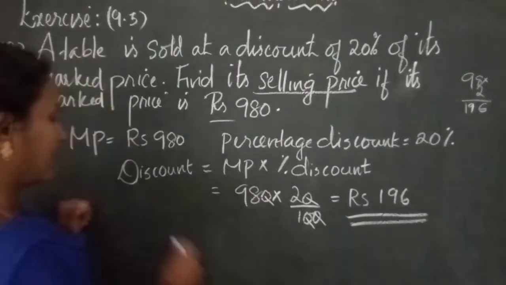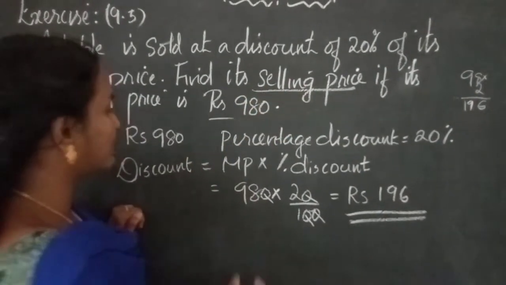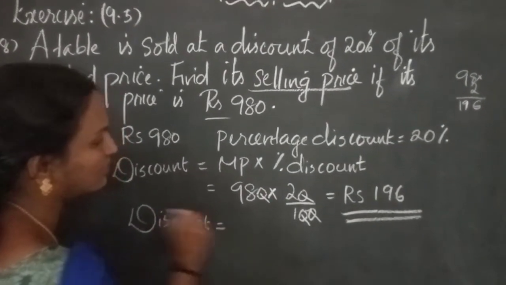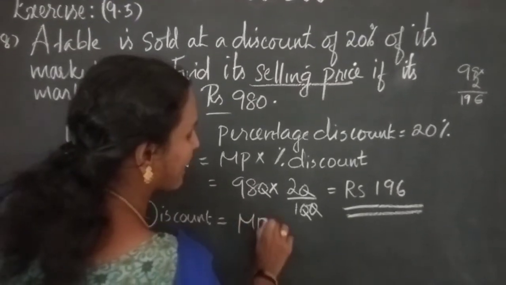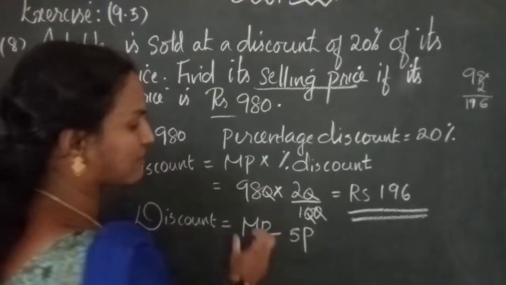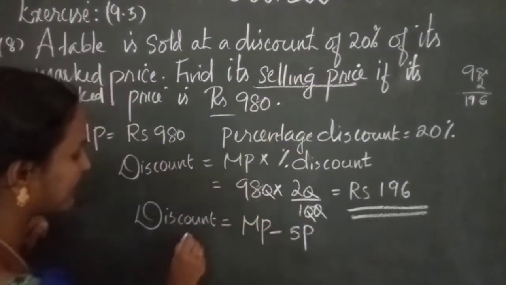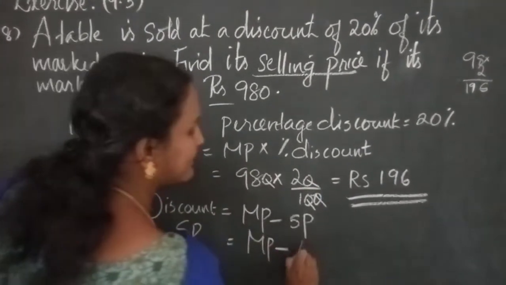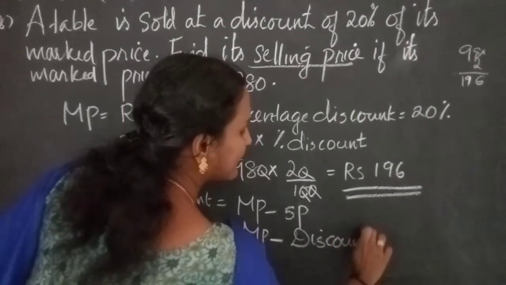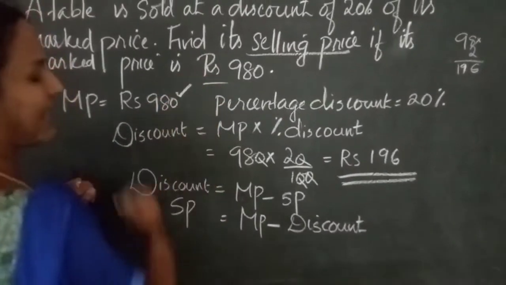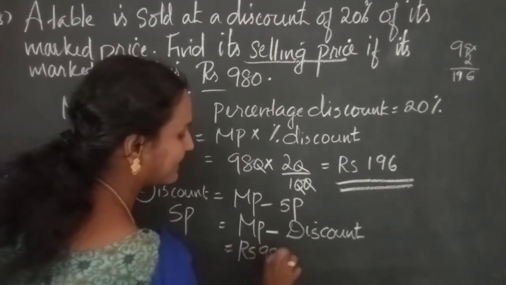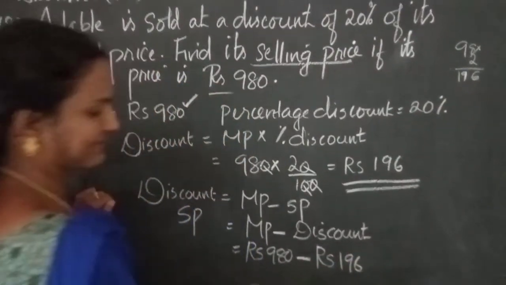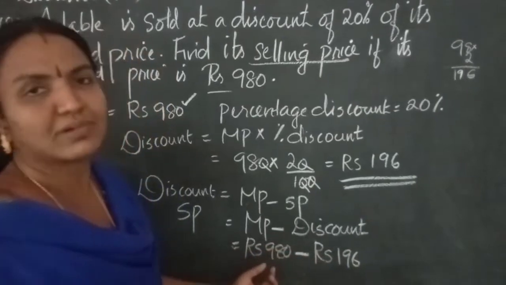We have to find SP, selling price. So already we discussed how to find selling price using discount and mark price. Discount is equal to mark price minus selling price. We have to find SP. So SP is equal to mark price minus discount. Here the mark price is 980. So rupees 980 minus discount, rupees 196.